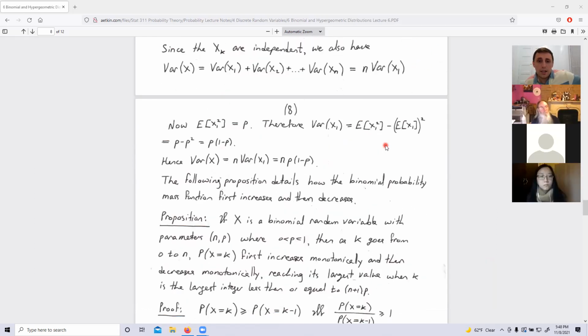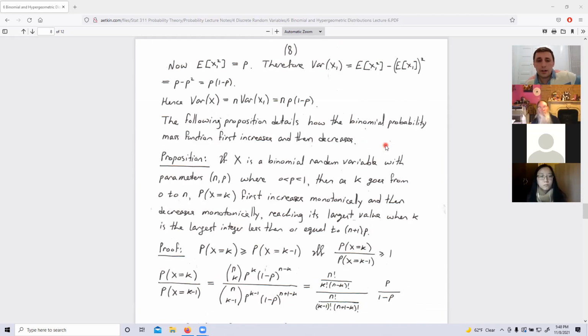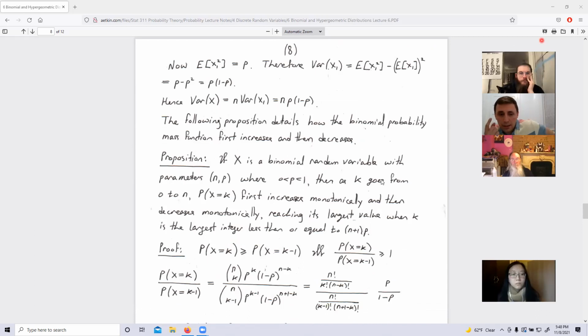So what next? Next, we want to observe how the distribution behaves. When do you expect the number of successes to be most frequent? What number of successes do you expect to be more frequent? So that's the next distribution, and it tells us that the probability of having k successes is bigger than or equal to the probability of having k minus 1 successes if what happens? So then you can just simply see when the probabilities grow.